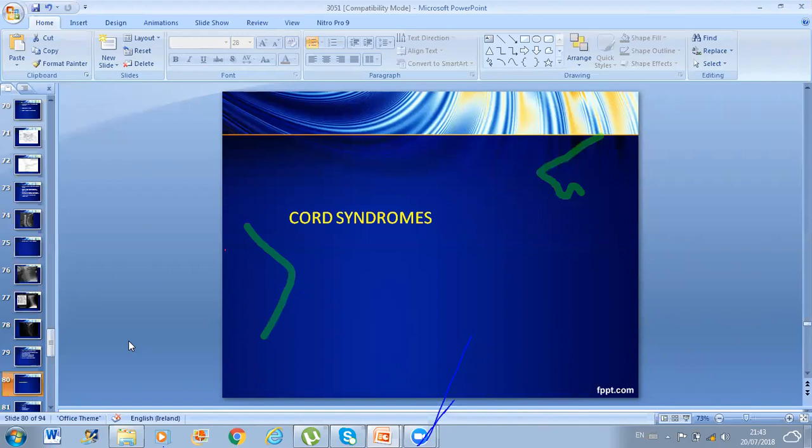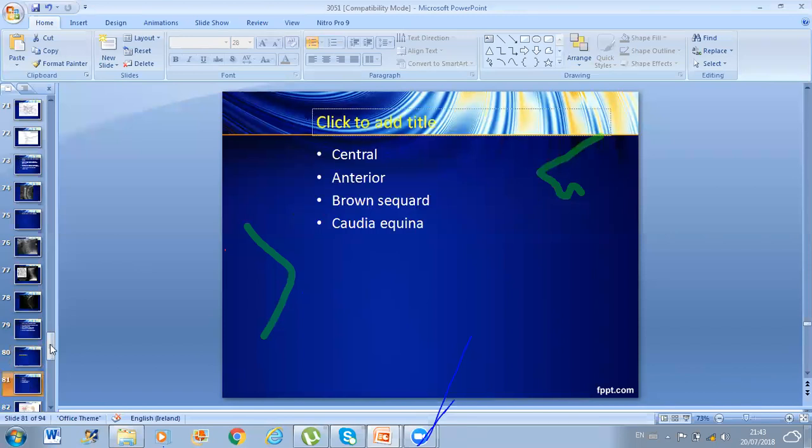What is the mechanism of injury of central cord syndrome? Hyperextension. Not a burst fracture. Hyperextension of a degenerative spine. Hyperextension in a degenerative spine causes it.